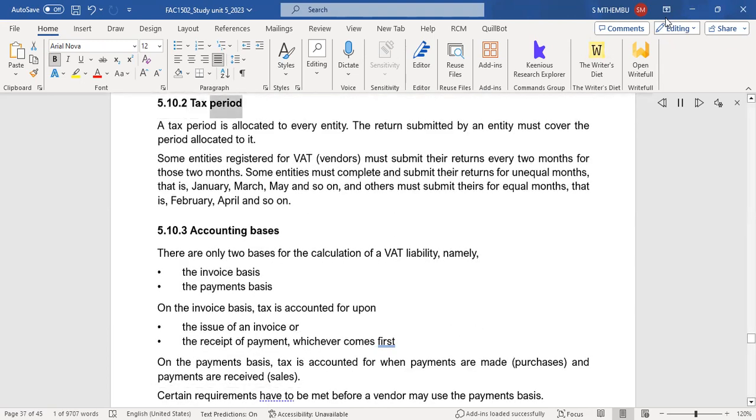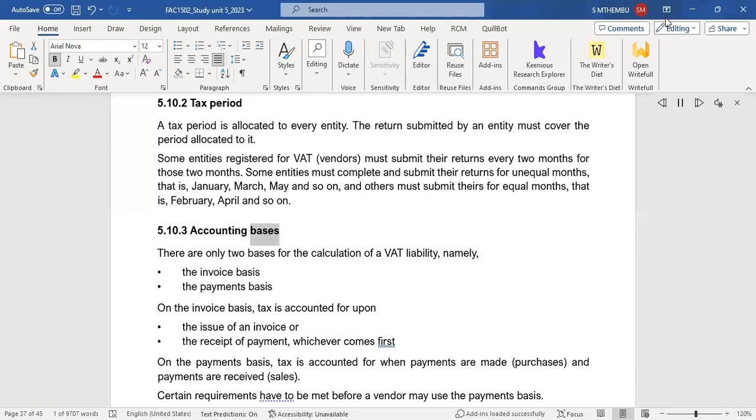5.10.2 Tax period. A tax period is allocated to every entity. The return submitted by an entity must cover the period allocated to it. Some entities registered for VAT, vendors, must submit their returns every 2 months. Some entities must complete and submit their returns for unequal months, that is, January, March, May, and so on, and others must submit theirs for equal months, that is, February, April, and so on.